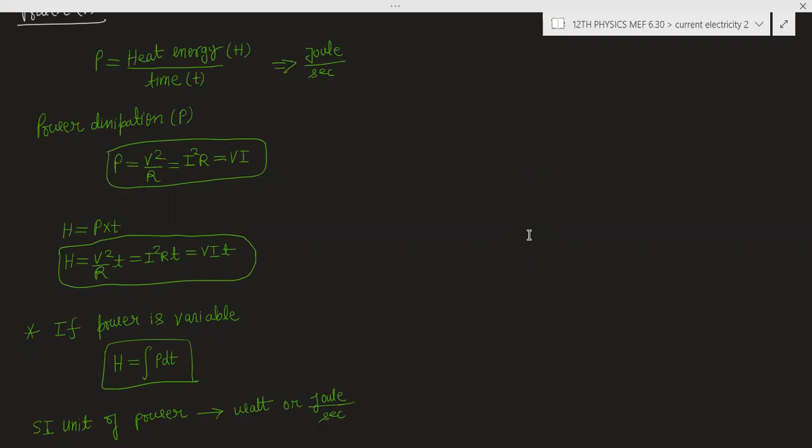I don't think that today we will reach up to the right hand thumb rule for the direction of magnetic field, because we have only half an hour.